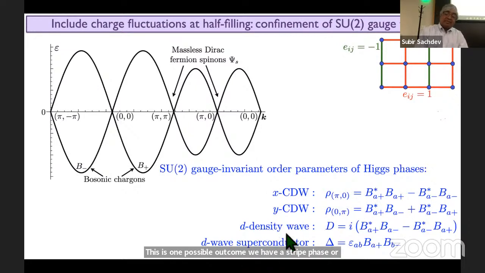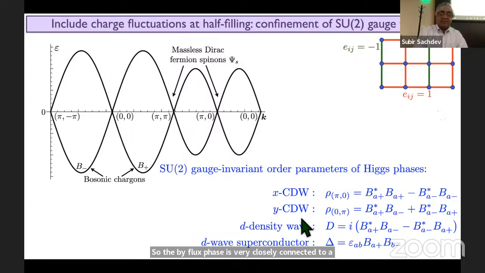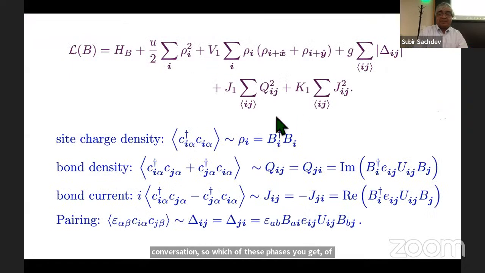You have what's called the D density wave, a bit of a misnomer because there's no density. It's really a current. There's a spontaneous current flowing in a checkerboard pattern in a d-density wave. And quite remarkably, as was known in the early days of cuprates also, you get a d-wave superconductor, not an s-wave. You get exactly a d-wave where the order parameter changes sign under 90 degree rotations. So the pi-flux phase is very closely connected to a d-wave superconductor. And that comes out of this kind of condensation requirement. So which of these phases you get, of course, depends upon the various couplings here, which we so far are just numbers that we put in.